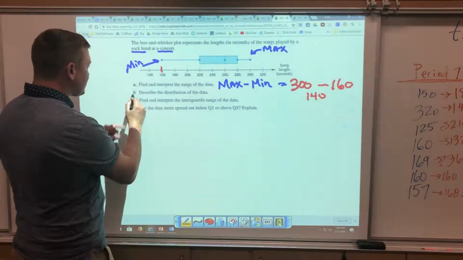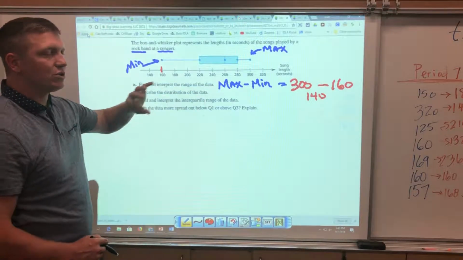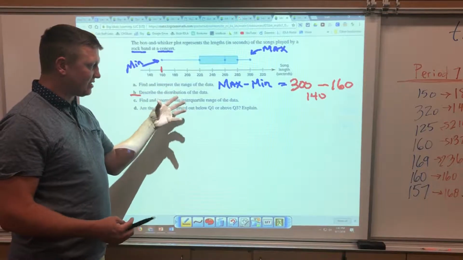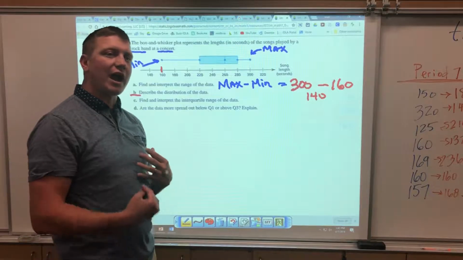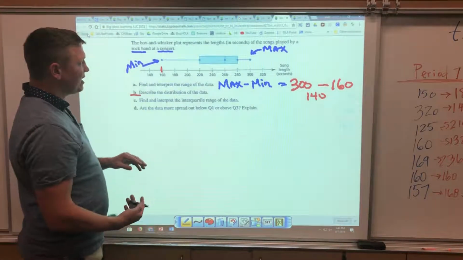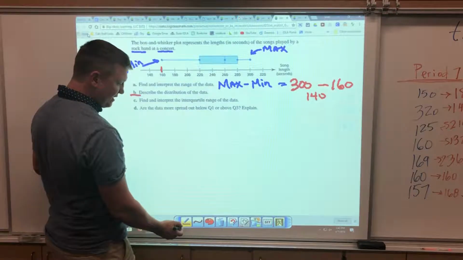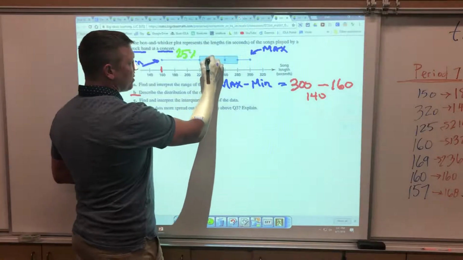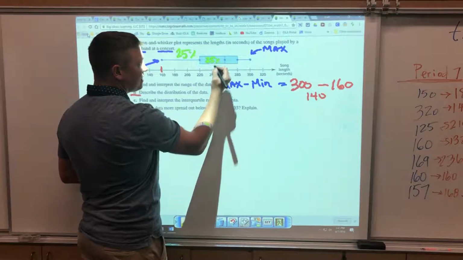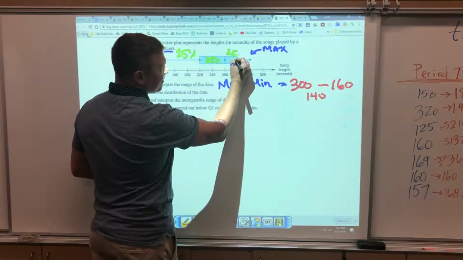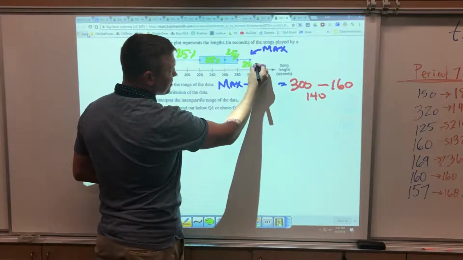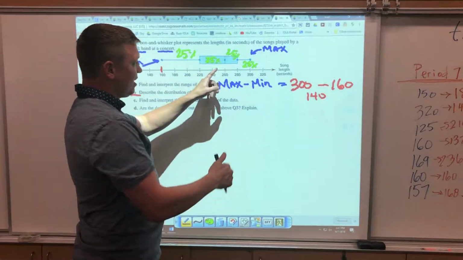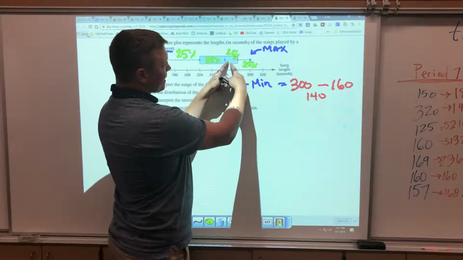Okay, so the next question in our list says, describe the distribution of the data. Okay, there's not a lot of detail right there. It just says describe it. So one way that I would describe the distribution of the data is to say that 25% of the data lies in this region right here, 25%. 25% of the data lives right there. 25% is from here to here, and another 25%. So most of the songs that are played at this rock concert by this band fall within this range right here, kind of that upper limit.